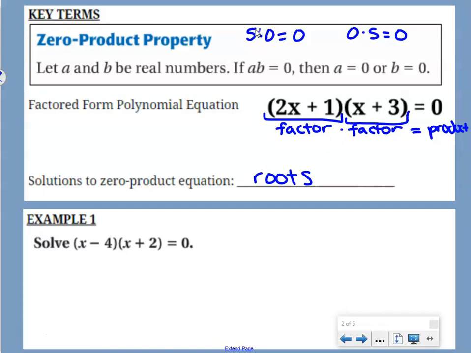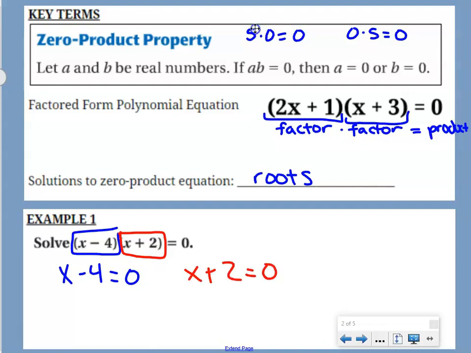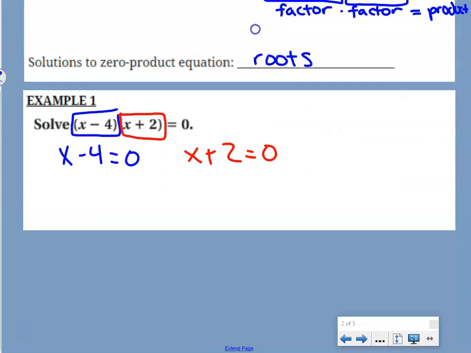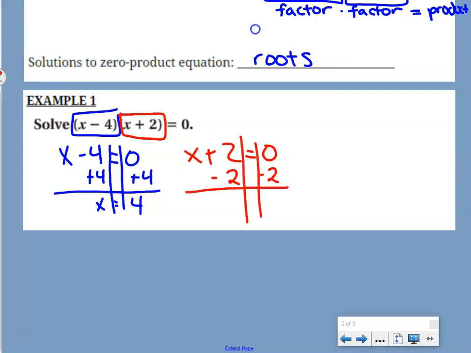So for an example, solve x minus 4 times x plus 2 equals 0. Based on the zero product property, one of our factors has to equal 0 in order for this product to be 0. So either x minus 4 has to equal 0, or x plus 2 has to equal 0. We're going to solve both of these equations. Add 4 to both sides. We get x equals 4. And subtract 2 from both sides. x equals negative 2. So we have two solutions.